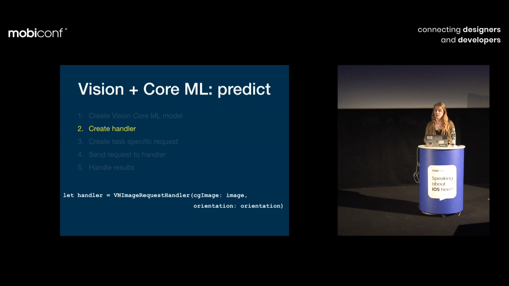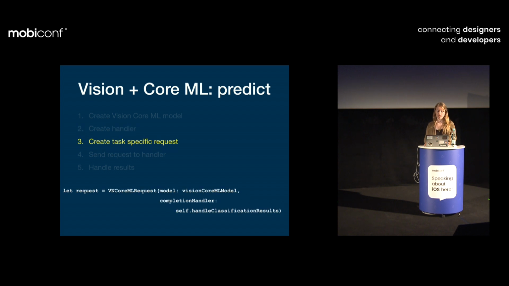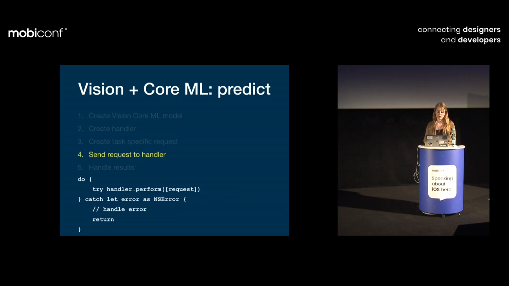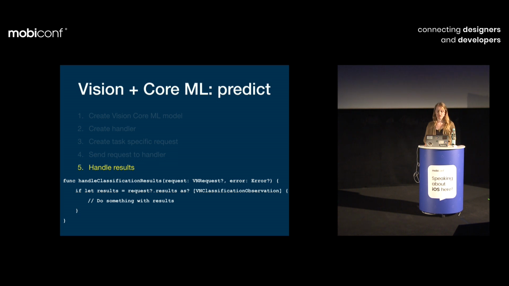Next, after that, we're going to create a handler. So this is pretty much identical to the Vision process before. So we're going to create a handler, which is the VNImageRequestHandler, which passes in the image and the orientation. And then we're going to create a task-specific request with that Vision CoreML model and a completion handler when we get the results back. And we're going to perform the request on the handler, just like before, and we're going to handle the results. In this case, it's going to be classification results from our image classifier.